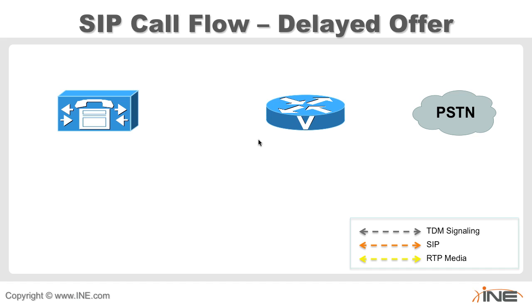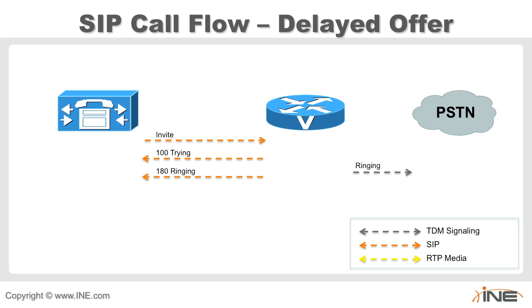So SIP call flow, let's look at delayed offer. First of all, we have our invite. So H323 sent a connect message, SIP sends an invite message. From the invite, the terminating gateway sends back a 100 Trying. Hey, I'm trying to locate who you're telling me you want to talk to. Okay, so then it goes ahead and rings, and then it sends back a 180 message, ringing.